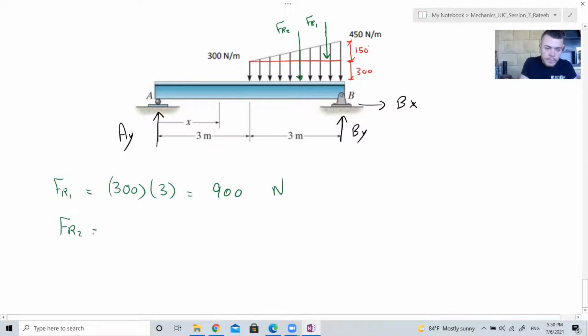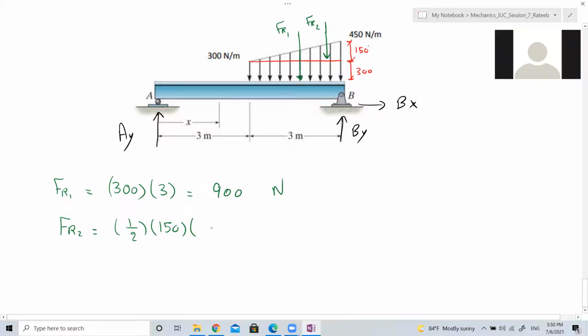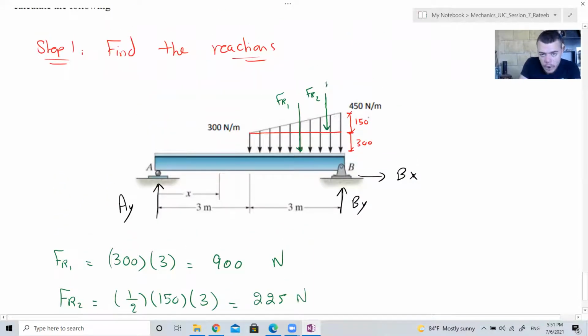What is FR2? 1/2 multiplied by 150 multiplied by 300, which gives 225 newtons.